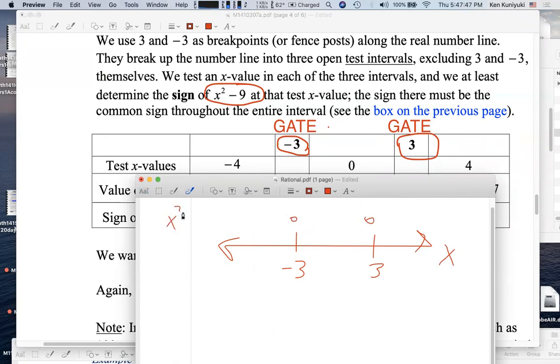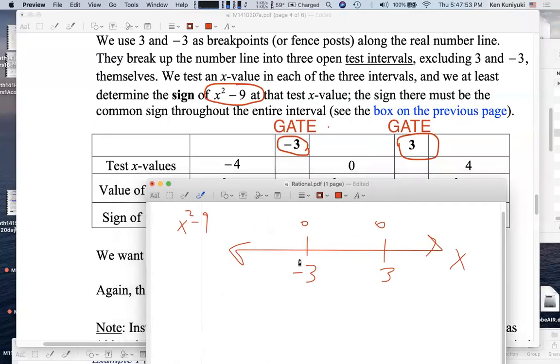This is the sign of x squared minus 9. It's 0 at -3 and at +3. And then you can test values. You know the domain of a polynomial function is assumed to be all reals. We have 3 windows here.